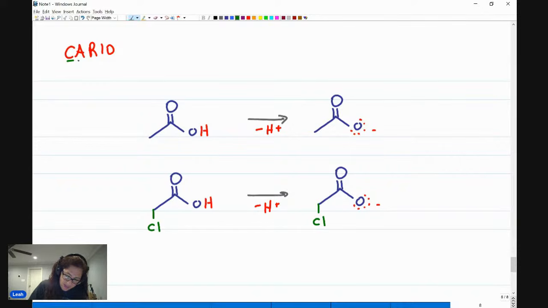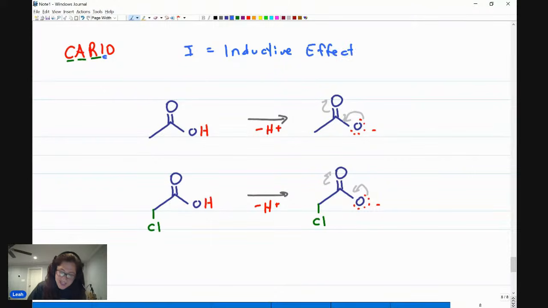Next, I look at the A, atom. The atom holding the charge, oxygen and oxygen. Once again, exactly the same. R for resonance. Well, we already know that this can resonate like this, but so can this one. They can both resonate. So again, we have no difference yet. And so we move on to I. The I in CARIO stands for induction, or the inductive effect.